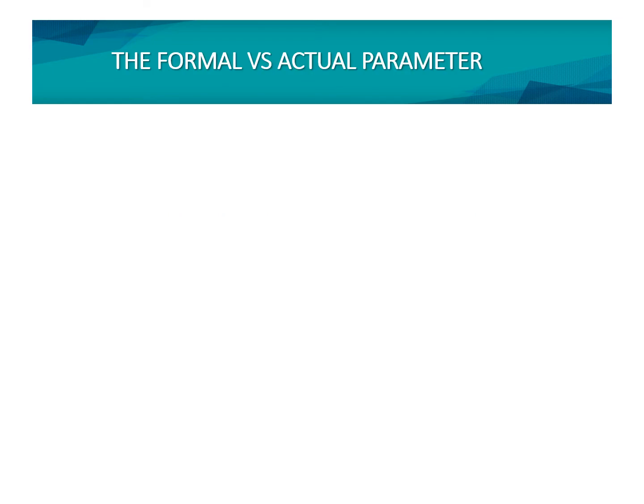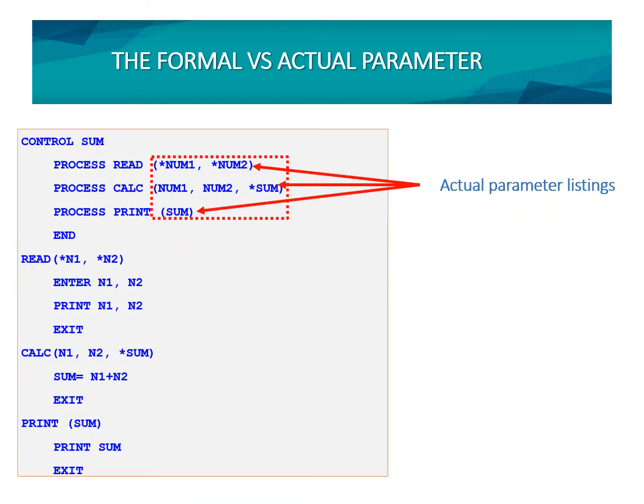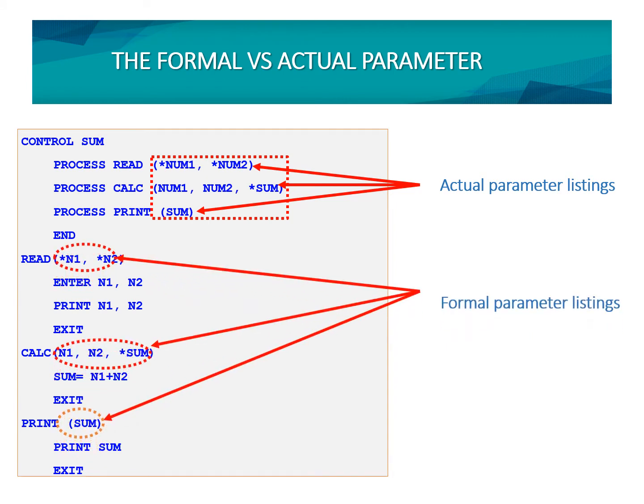Do you remember what is formal and actual parameter? So actual parameter will be placed in this area, meaning that in the call function or the call module, while the formal parameter is listed in the called function.